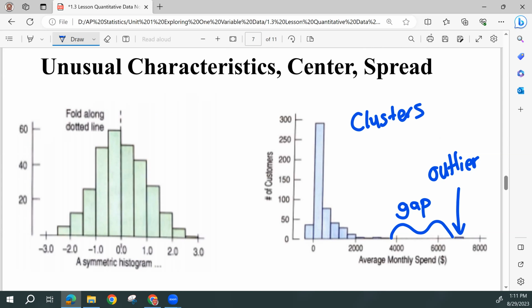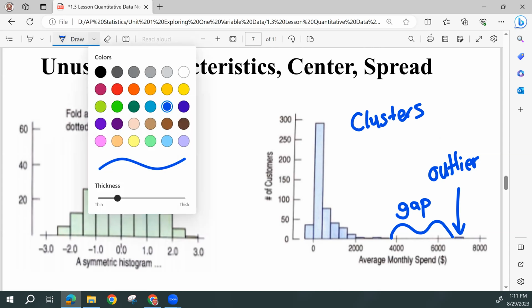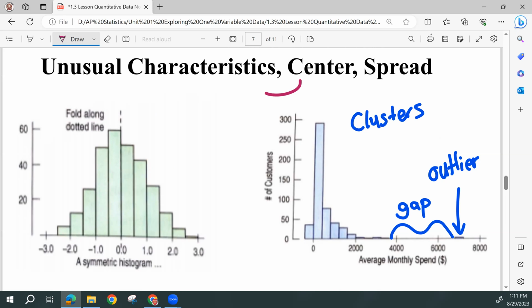When we talk about center, we are typically referring to either the mean or the median. I wrote them this way because when we have an approximately symmetric distribution, we want to refer to the mean. When we have a skewed distribution, like this one is right skewed, we would want to refer to the center as the median. And we'll talk about calculating those.